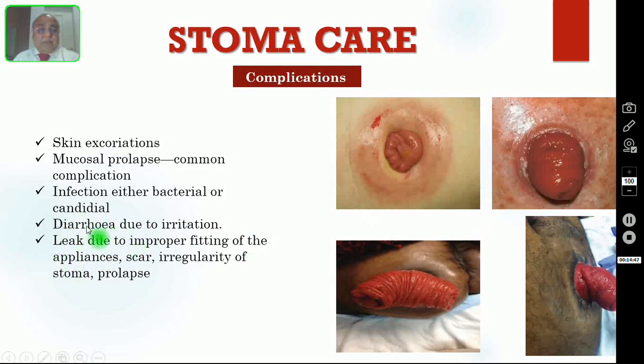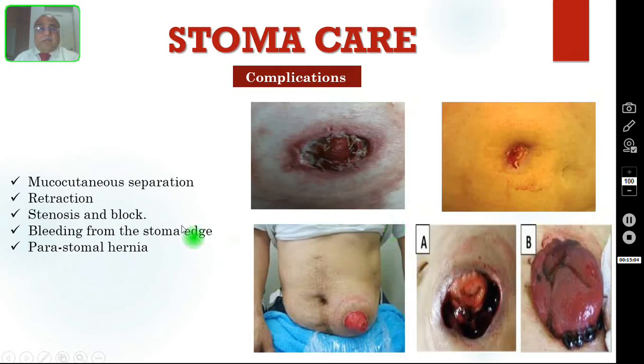Patient sometimes may even have diarrhea because of irritation. Leak due to improper fitting of the appliances, and scar and irregularity of the stoma, and prolapse are some of the complications you have to take care of. And other complications are mucocutaneous separation. Here you can see very well the stitches have come out.